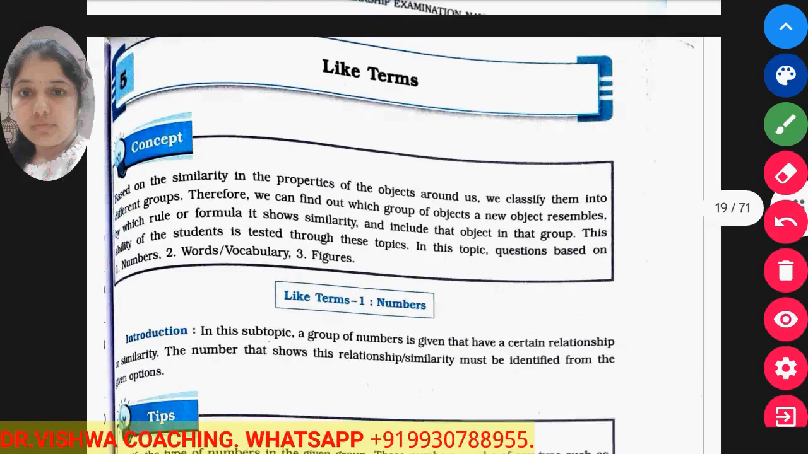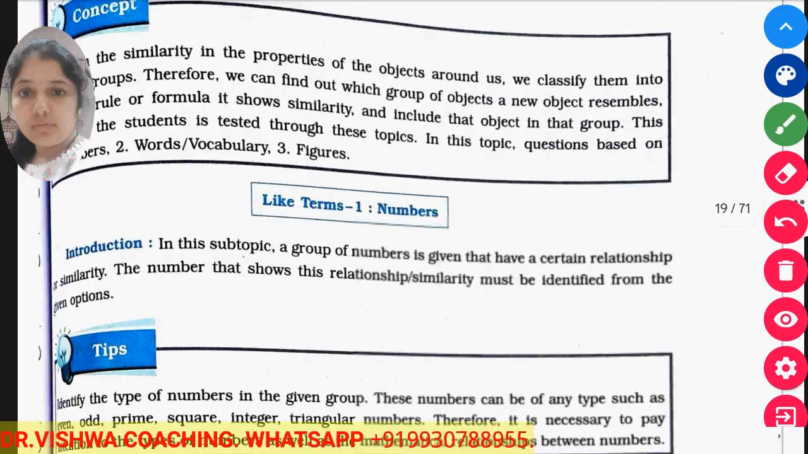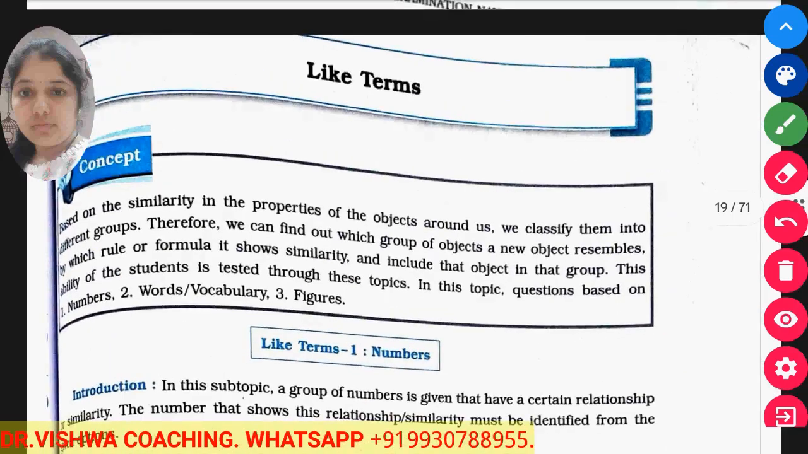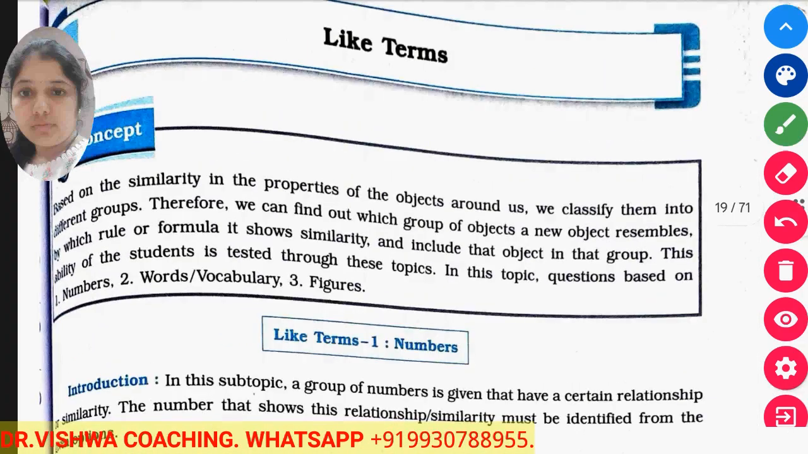Today for scholarship grade 7, we are learning the subject Intelligence Test, and our topic is like terms. Based on the similarity in the properties of objects around us, we classify them into different groups. Now we can find out which group of objects a new object resembles.